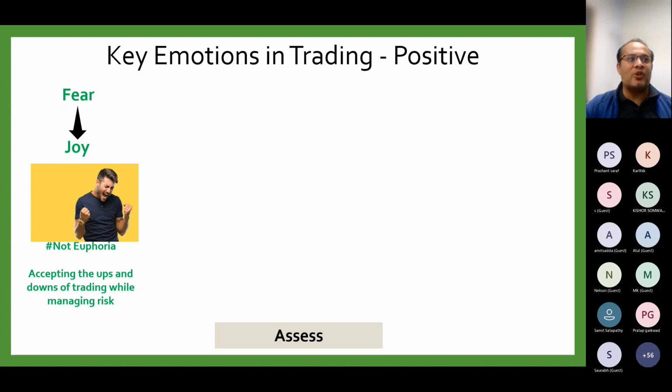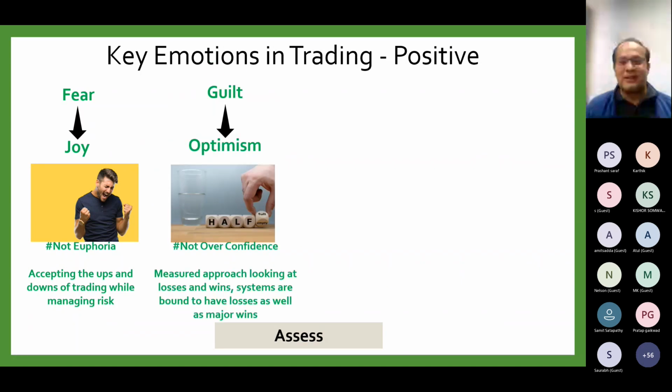We have to accept the ups and downs of trading while managing risk. You might have a day which is fantastic. I had a fantastic day yesterday. I had a bad day today. But I have to accept it. I'm living with it. I've accepted it. It's not that on a fantastic day I will spend more, I'll go out and buy myself a car, and on a bad day I'll think of selling that car. Of course, this is an exaggeration of an example, but that's how people have to understand this. Joy should not become euphoria. Guilt can be balanced by optimism.